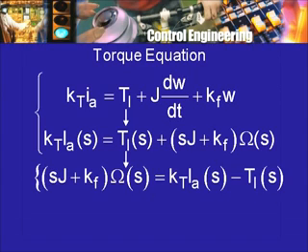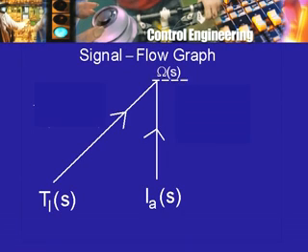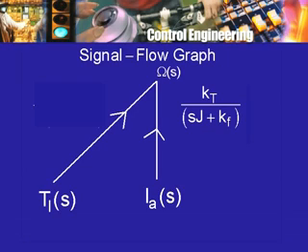And therefore I will have that part of the signal flow graph, omega s again, I A of s here. Now the other input node is T L of s, and there will be an arrow going from I A to omega s, since I am solving for omega, with a gain of K T divided by S J plus K f, and there will be an arrow going from T L to omega s with a gain of minus 1 divided by S J plus K f.